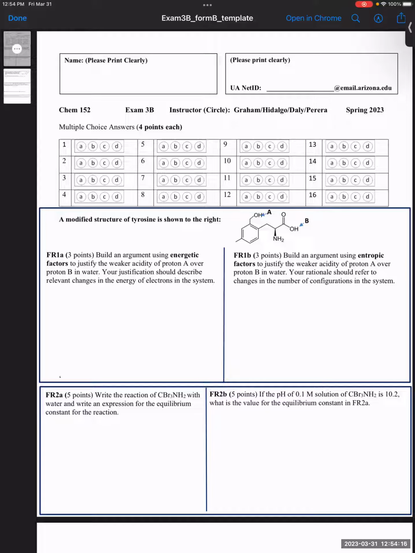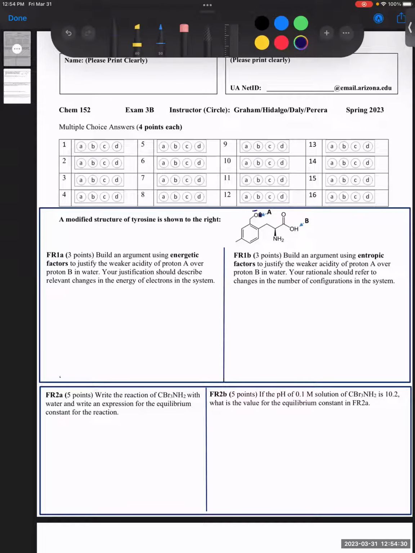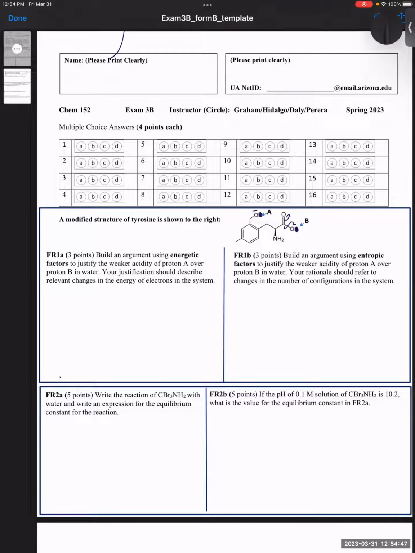All right, so the idea here is in proton A, when you generate the charge, it will be generated on this oxygen over here. In proton B, if you remove proton B, the negative charge will be over here. You see that the negative charge in B is one bond away from a double bond, meaning it can participate in delocalization of charge. Because of that, due to feature 2, it's going to be more stable. If you have resonance stabilization due to delocalization of charge, it's going to be more stable.